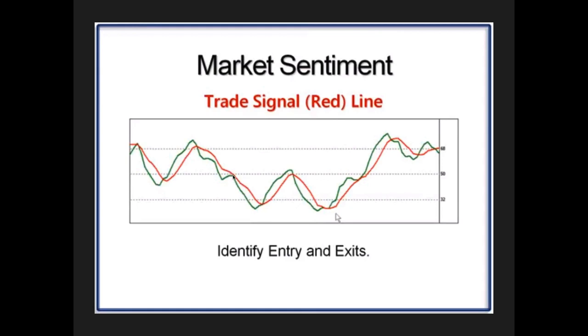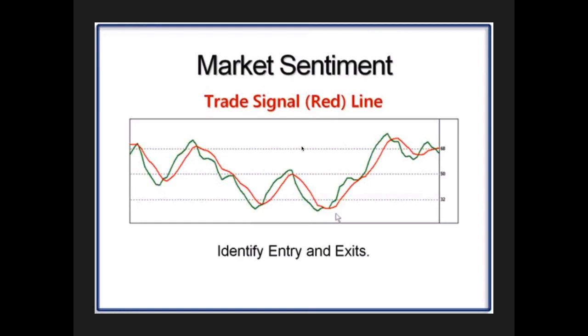So you can see it bounces off of the signal line, it holds it, and you can continue holding the trade. And then once it crosses at this point, you can use that to exit the trade. Are you ever in a trade where you think, oh man, I wish I held it longer? This is one of the ways you can do that. You don't have to get out here. Once it crosses, then you can look to get out.